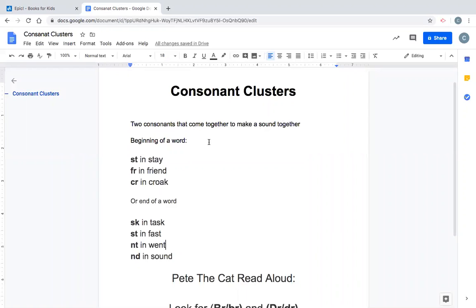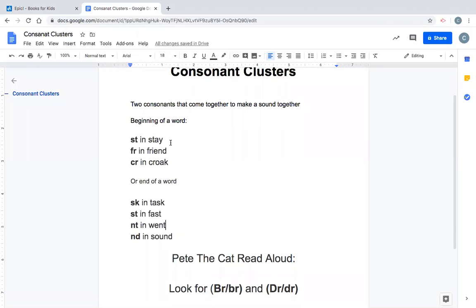So here's some examples of consonant clusters in some words. So let's look at this first one, the S and the T. The S and the T come together to make a st sound. St sound. And the word next to it is stay. The consonant cluster in the word stay is st.